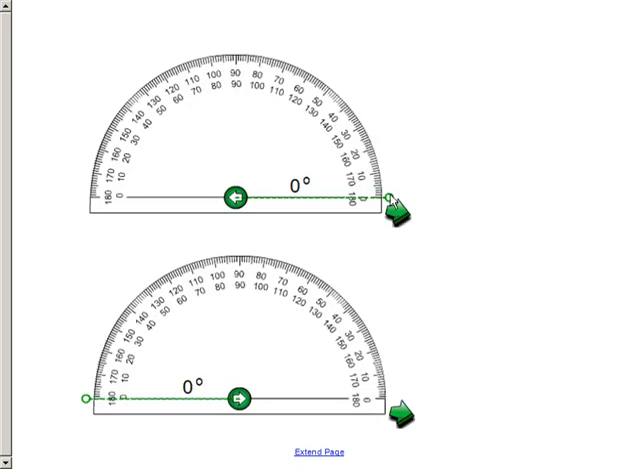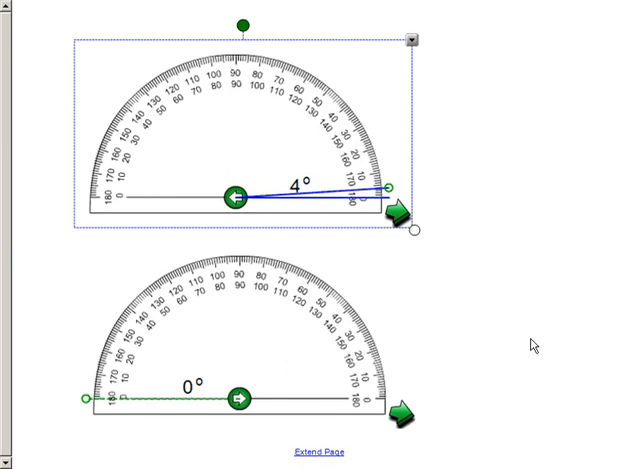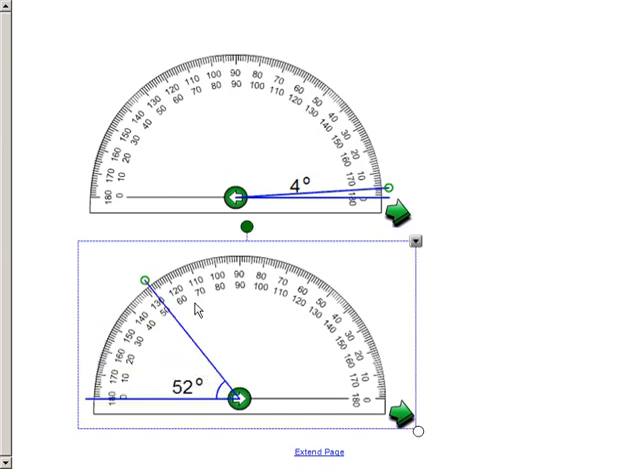Now, angle measurements can be made from this direction or from this direction. Like on the first page where I showed you an angle. I'm going to make this angle a 4-degree angle. And if I drag this, it's a 52-degree angle. They are both acute angles. One started from this direction, and on this protractor, we'd be looking at the outer scale of measurement. This one started from the other direction. We'd be looking at the inner measurement.